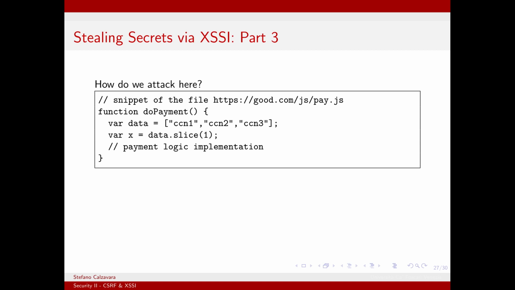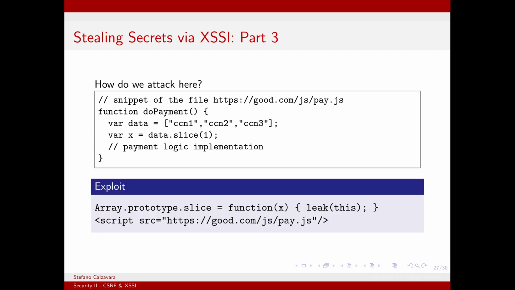So here again we have the function doPayment. We have a data array which contains some credit card numbers, and at some point in the implementation we call data.slice, which essentially picks just a single element from the array. Again, the problem is that data.slice is not really defined in the global scope, but is defined through the Array prototype. And since Array.prototype is visible indeed in the global scope, what the attacker can do is redefining the slice function so that when we call slice over an array, we don't call the correct implementation of slice, but we just call the attacker-controlled variant of the function.